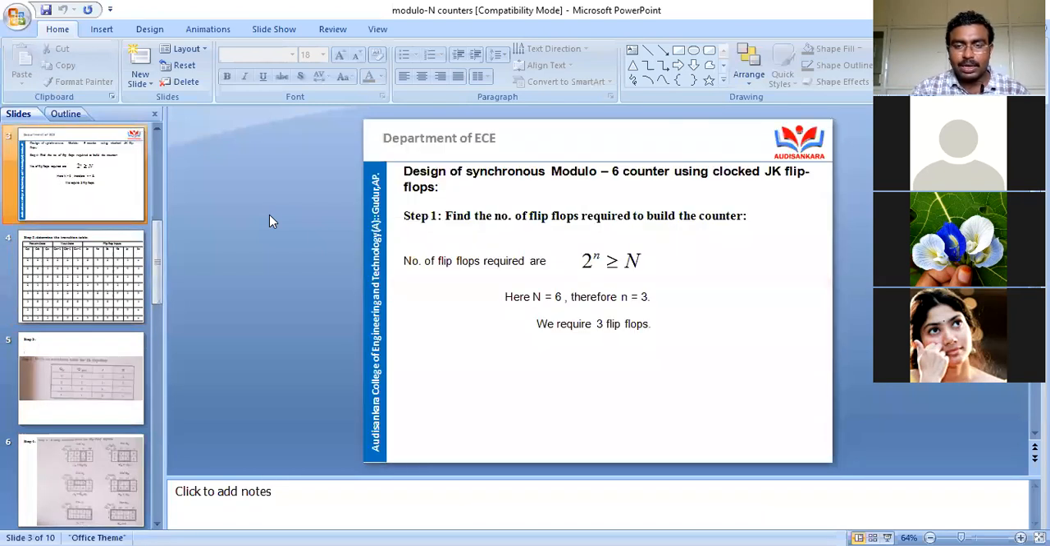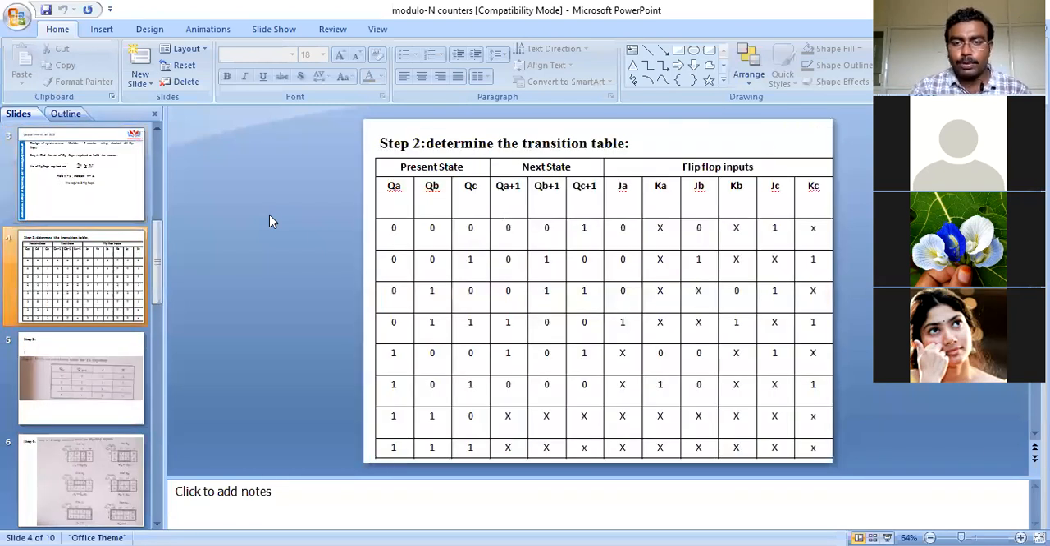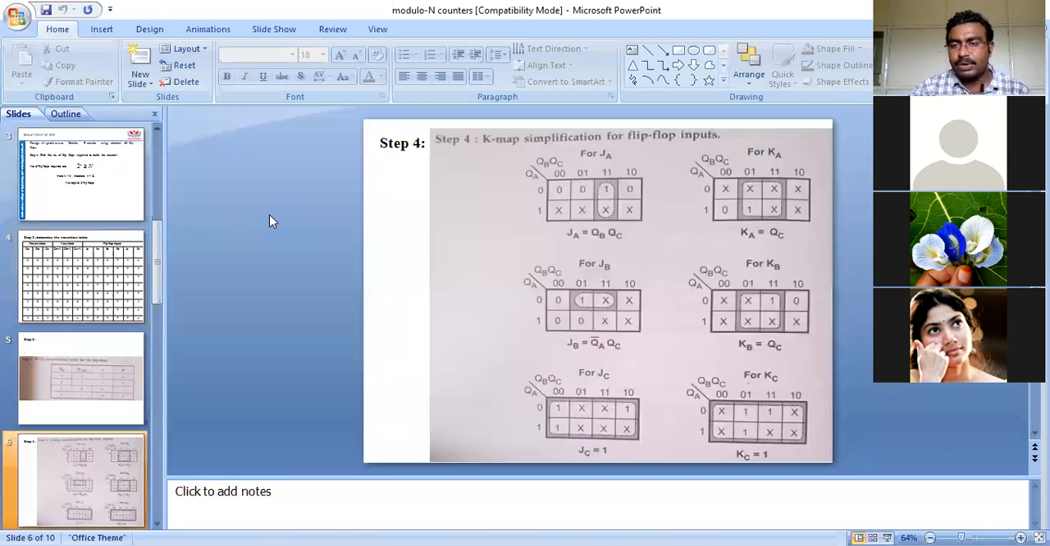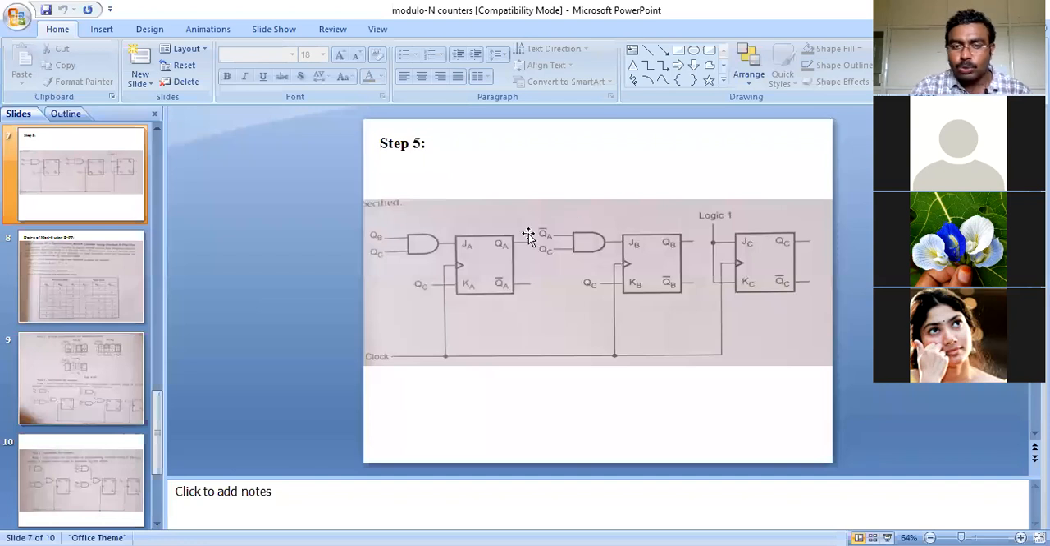So I started with finding your number of flip-flops. Then I went on to see how to design a transition table. Then we saw how to map the values into the K-map. Then from the expressions, I explained how to design the modulo 6 counter with the help of JK flip-flop, with which they asked you to design a modulo 6 counter.